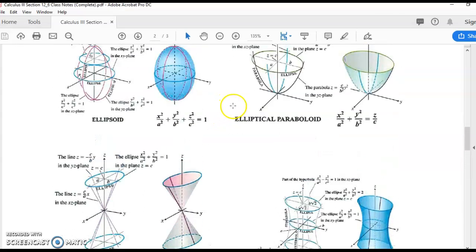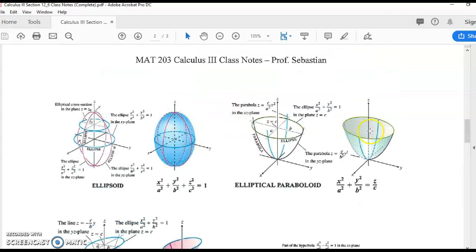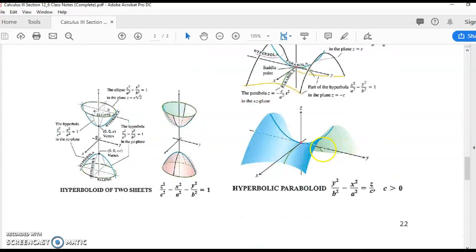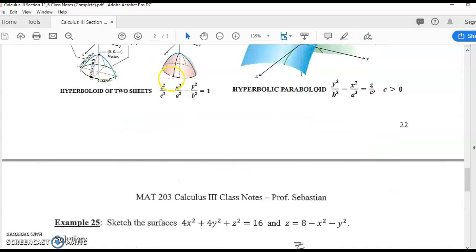Most importantly, I would expect you to be able to draw an ellipsoid or a paraboloid pretty quickly. Cones are very similar, just you have z squared instead of z. The hyperboloids of one sheet and two sheets and hyperbolic paraboloids, I don't really expect you to be able to draw, so don't worry too much, but I do want you to be able to recognize them.